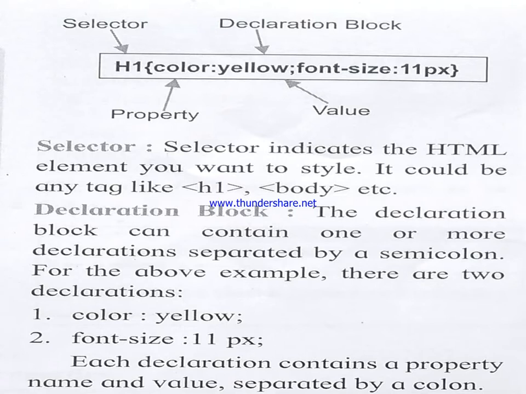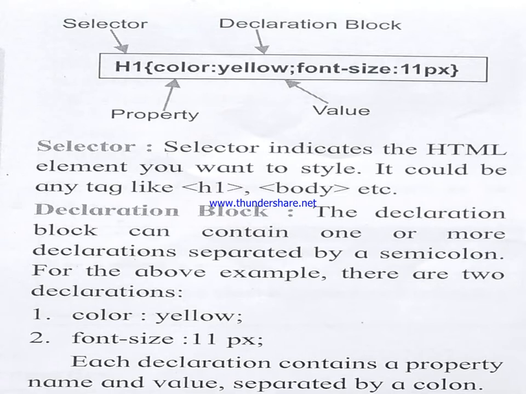Now keep in mind, for MCQ level questions, one important question will be asked in the paper: a number of declarations are separated by which character? That should be a semicolon. And one more question: property and value are separated by which special character? That is colon. Now you can see on the screen color colon yellow. Here color is the property and the value is yellow. So property and value are separated by using a colon.